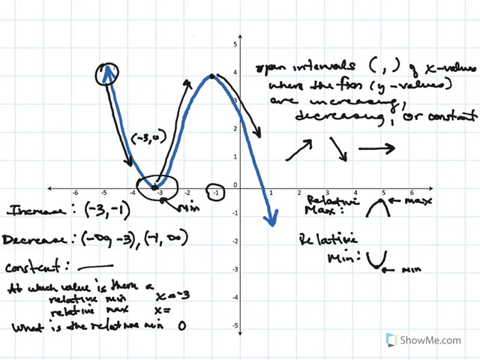So at which value is there a relative maximum here? So here, this would be considered a relative max. So you see, it creates this hill. And so what is that ordered pair? That ordered pair is -1, 4. So as I answer the question, at which value is there a relative maximum? There's a relative max at x equal to -1. What is the relative max? The relative max is 4. Okay? And that's that.